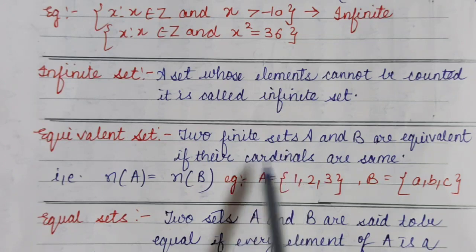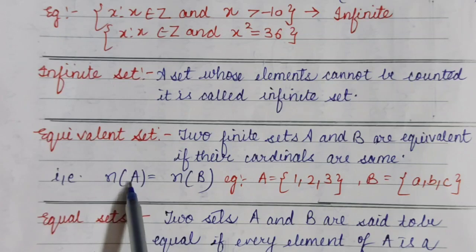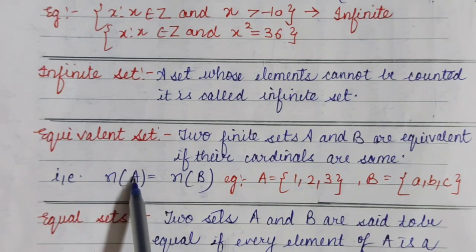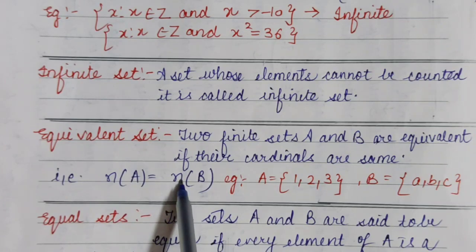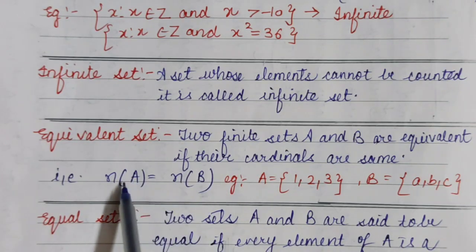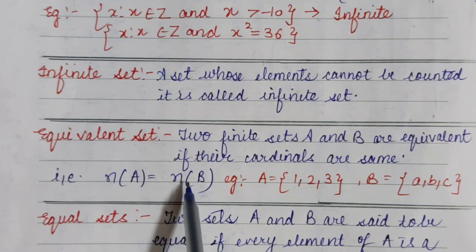Like see here, what I have written, n(A). How will we read it? Number of elements in set A, and n(B) is the number of elements in set B. This is saying the number of elements in set A is equal to the number of elements in set B. So those sets where the number of elements is the same will be called equivalent sets.